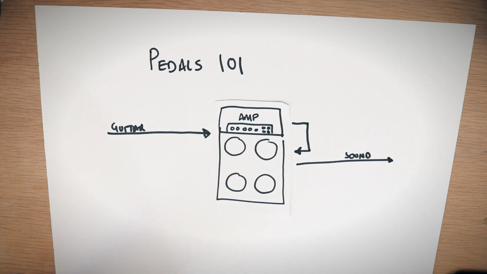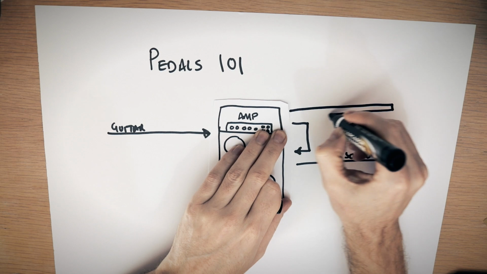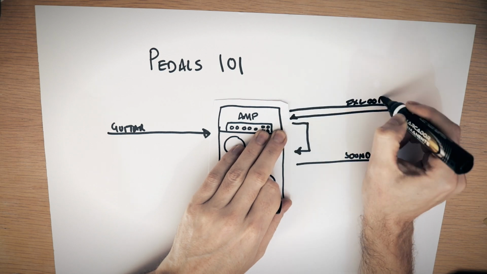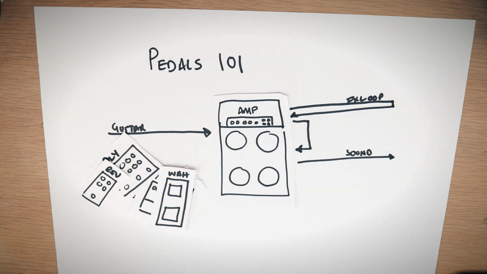A lot of amps also have an effects loop where the sound goes out of the amp and returns back to the amp. Then you have pedals, loads of different kinds of pedals. Some work best in front of the amp, some work best through an effects loop. It depends what kind of sound you're going for and how the amp is set up.